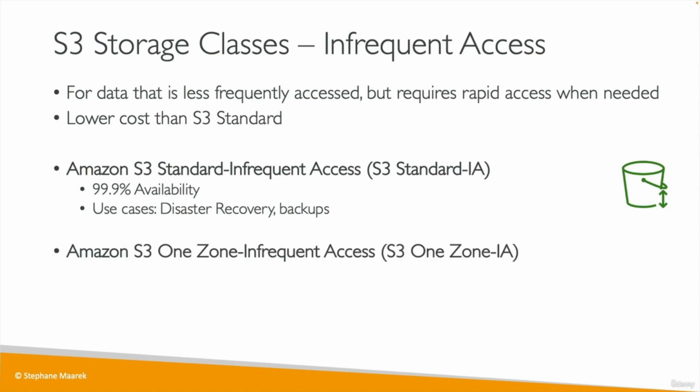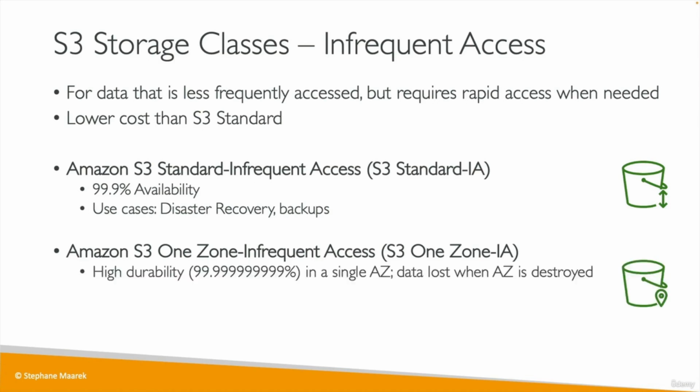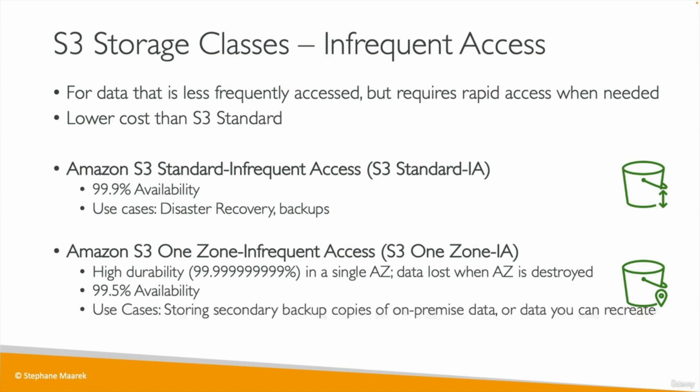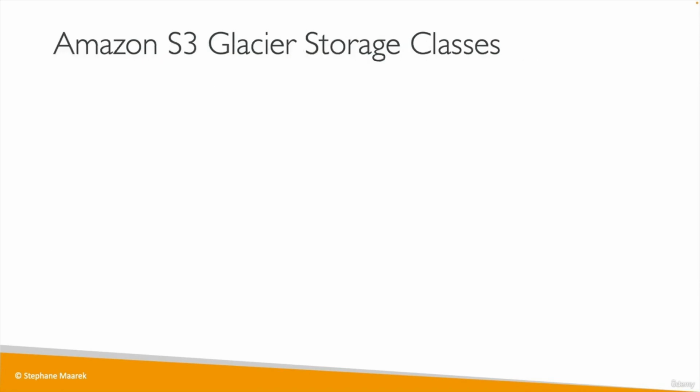And Amazon S3 One Zone Infrequent Access, One Zone-IA, has high durability, okay, within a single AZ only. And the data is going to be lost if the AZ is destroyed. As well as that, the availability is even lower, so it's 99.5% availability. And so the use cases of S3 One Zone-IA are to store secondary copies of backups of maybe on-premises data, or data you can recreate.